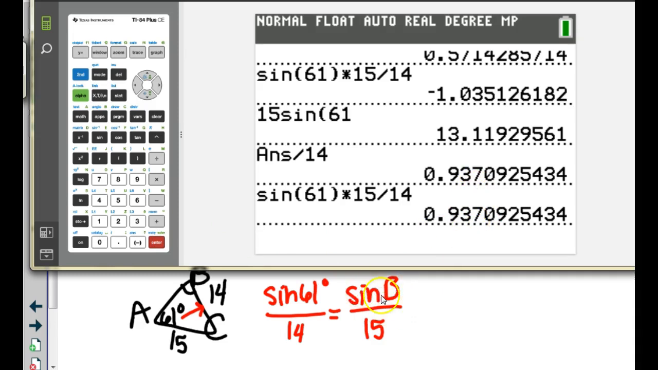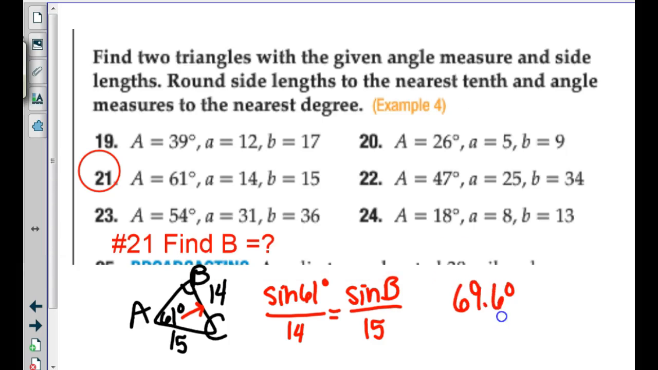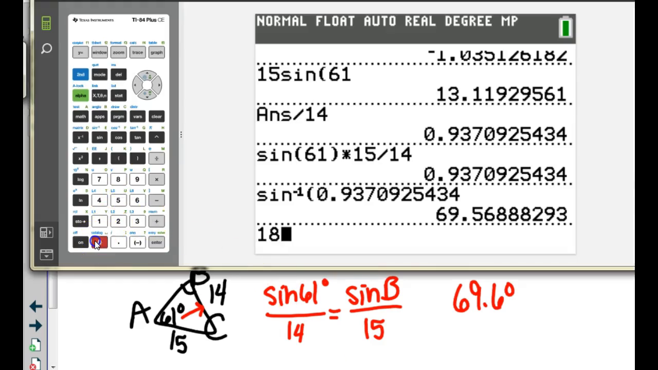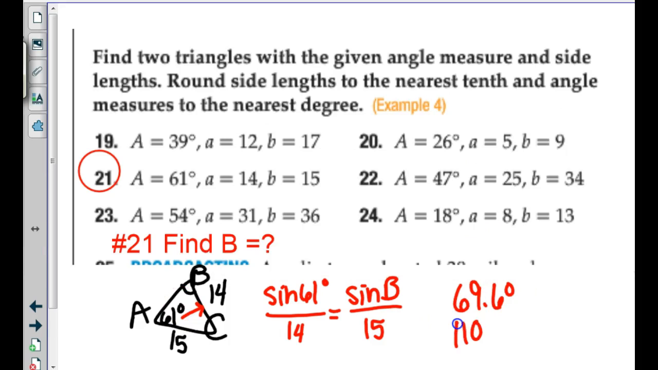Now, that's the sine of B. So I'm going to have to do second sine. As soon as you do second sine on the calculator, you should be thinking 2 possible solutions, okay? So second sine of this answer gives me 69.6. And then if I do 180 minus that, I get 110.1. Now, can I eliminate either one of those?